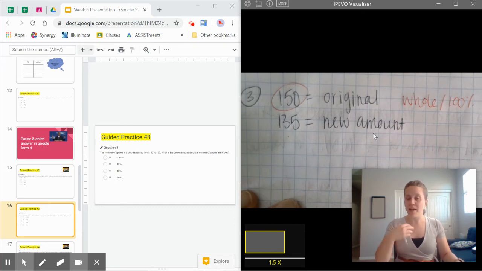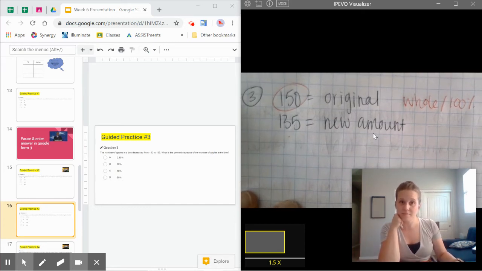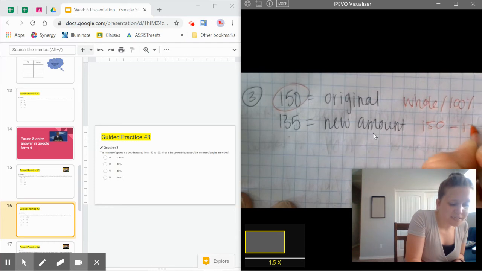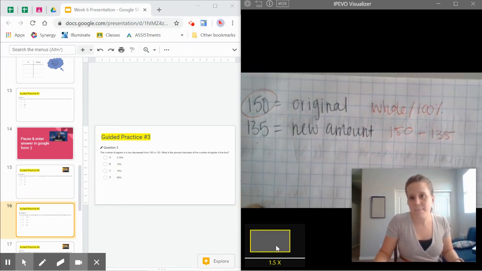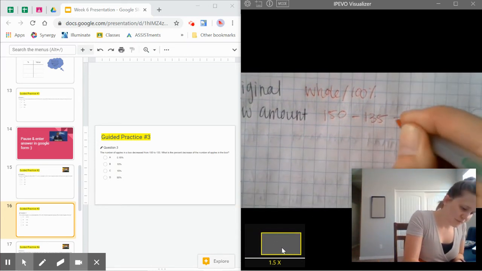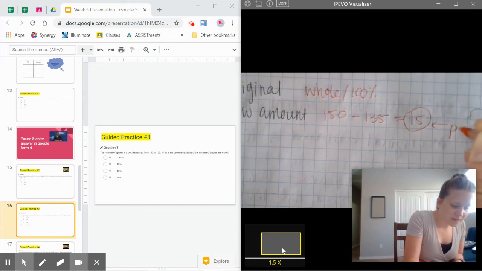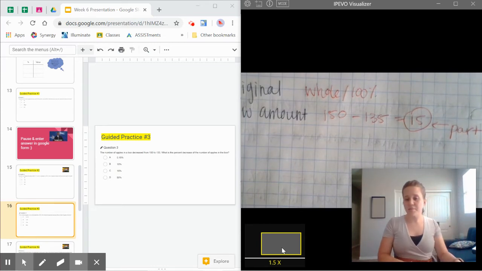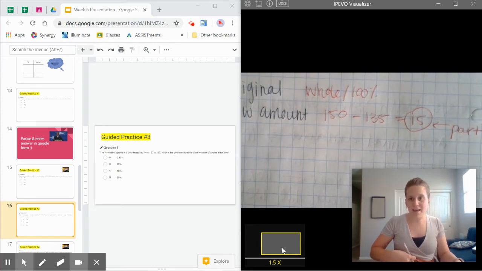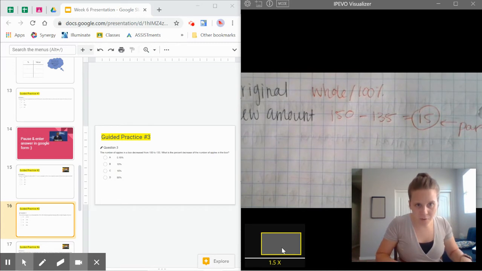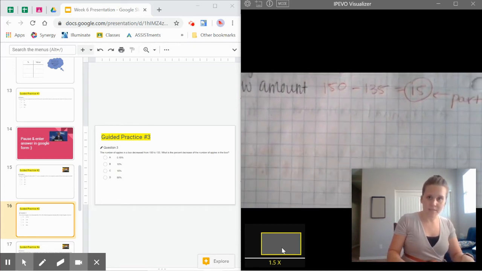Did it decrease by 135 apples? No, it did not. It did decrease by, let's see, 150 minus 135 equals 15. It did decrease by 15. I'm going to label that my part. I know that that is the amount of decrease. Okay, let's set up a ratio table. It's asking for what is the percent decrease. Here we go.